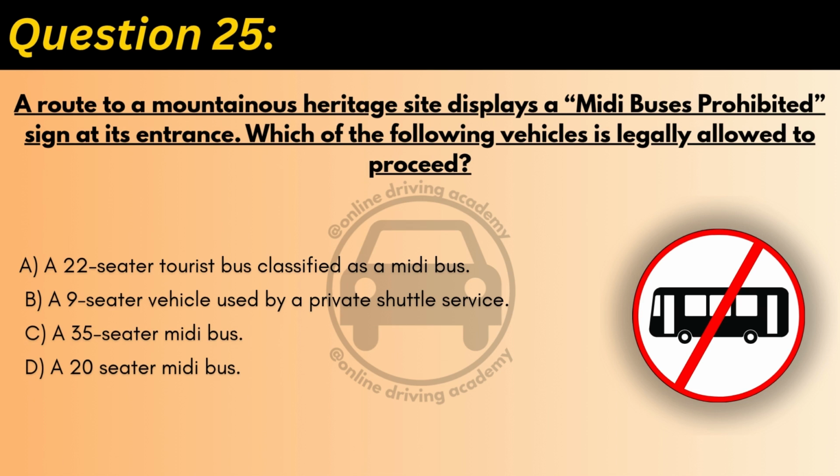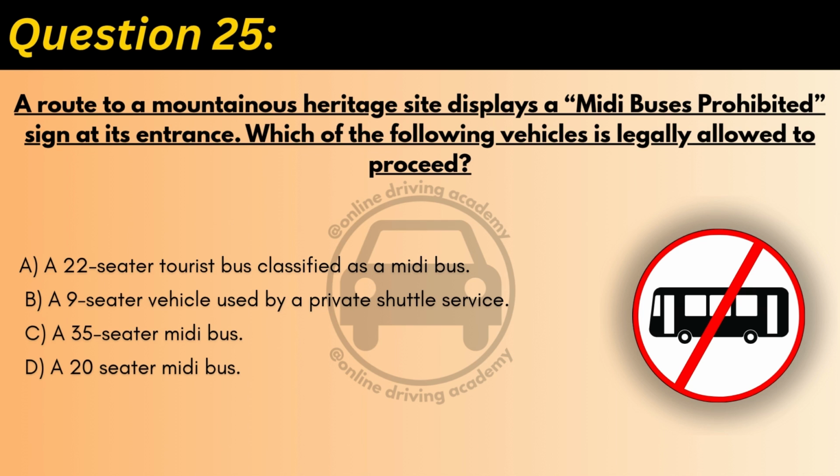Question 25. A route to a mountainous heritage site displays a minibus prohibited sign at its entrance. Which of the following vehicles is legally allowed to proceed? Is it option A, a 22-seater tourist bus classified as a minibus? Is it option B, a 9-seater vehicle used by a private shuttle service? Is it option C, a 35-seater minibus? Or is it option D, a 20-seater minibus?